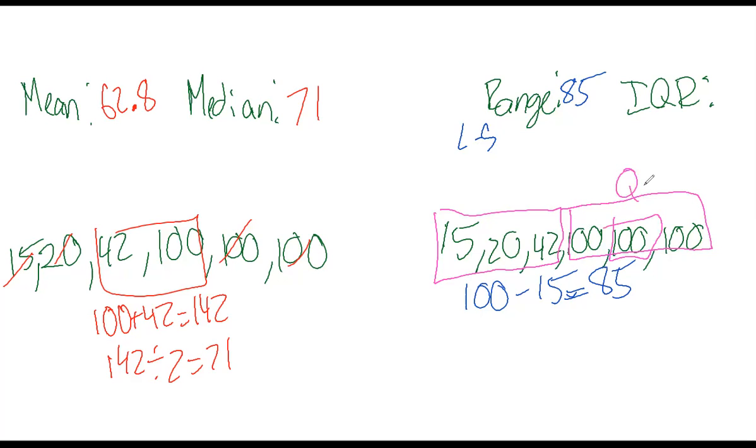Here is Q3. Here is Q1. So now I subtract them. And what that really means is the middle of the top quartile and the middle of the bottom one. So 100 minus 20 will give us 80.